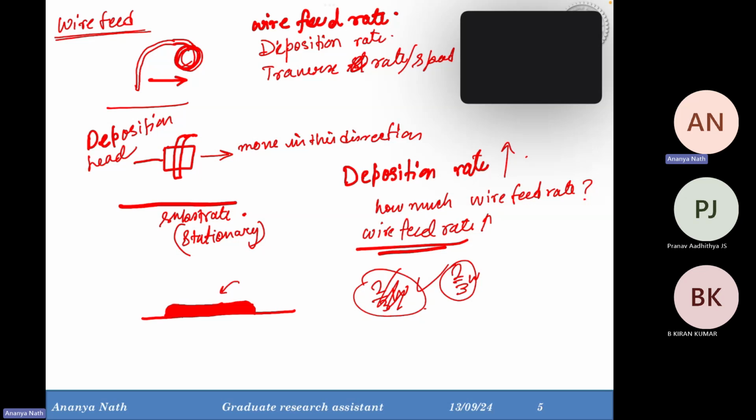Now, can you name also another thing? If your deposition rate, like the head movement, is slow and your wire feed rate is medium, what can be happening in that case in the deposition?